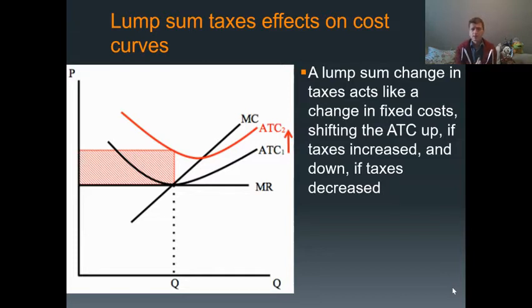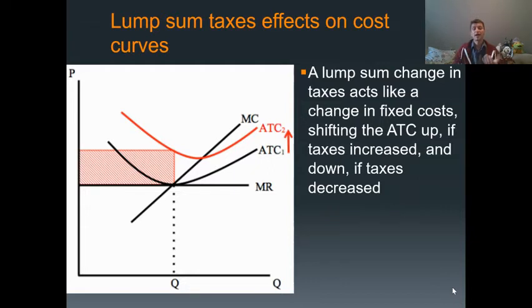Now, when you're looking at lump sum taxes, you have to think that it only really changes fixed costs. Lump sum means that you get a $100 tax just for operating, and that's it. So no matter if you produce 1 unit or a million units, that tax isn't going to change. So it doesn't change your marginal cost curve at all. It changes your fixed costs, your average fixed costs, and your average total costs.